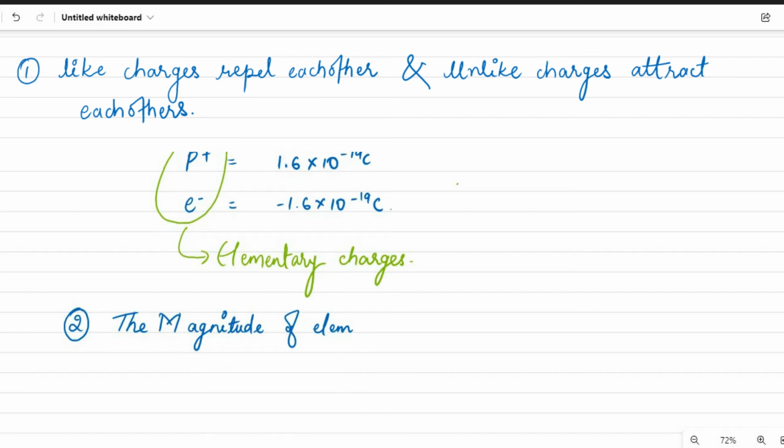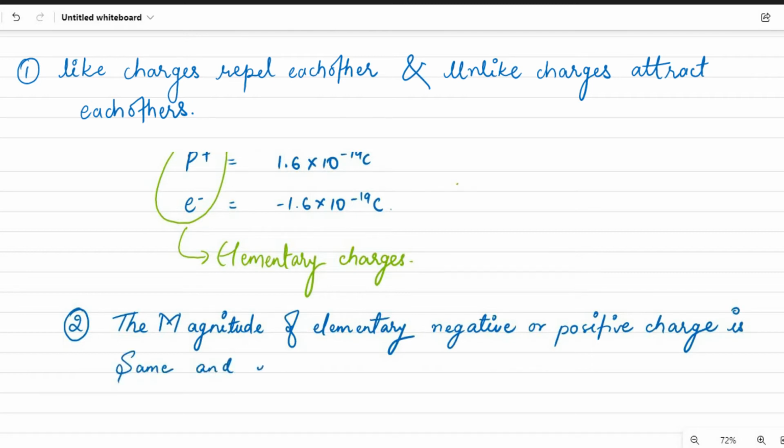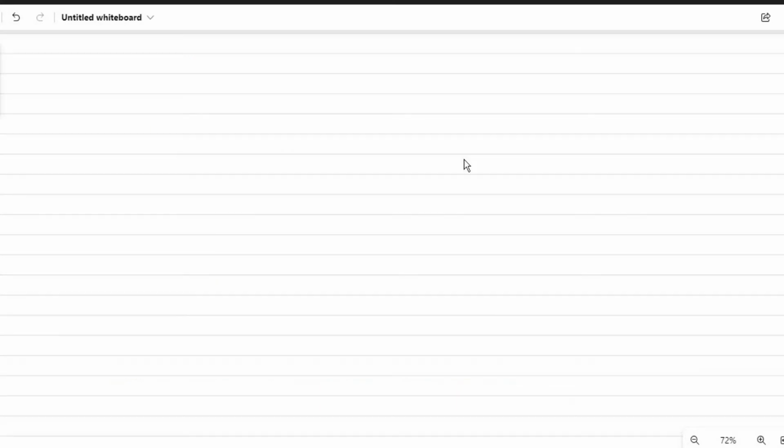The magnitude of elementary negative or positive charge is same and is equals to 1.6 10 to the power minus 19 coulomb. Here we can see the charge of this proton is 1.6 10 to the power minus 19 coulomb and the charge of negatively charged electron is 1.6 10 to the power minus 19 coulomb. If I take the magnitude of both, it will be same, that is 1.6 10 to the power minus 19 coulomb.